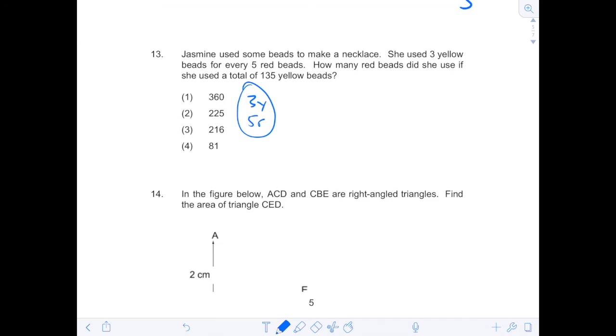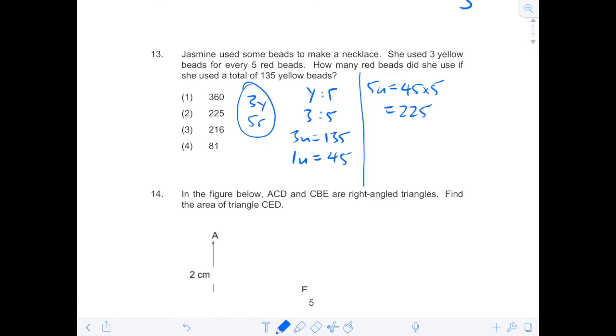Okay, so right here we can see that the ratio between the yellow and the red is 3:5. And here, since there are 135 yellow beads, 3 units equals 135. So from here, you just use your unit method, divide it by 3, you get 45. Then you're going to find the red now. You got to find what's 5 units. Equals 45 times 5, you get 225. Okay, that's the answer. So should be number 2.